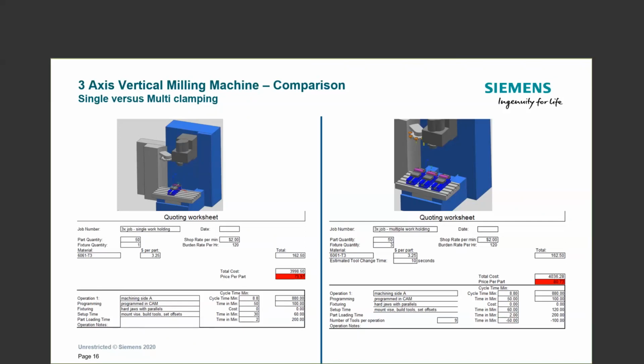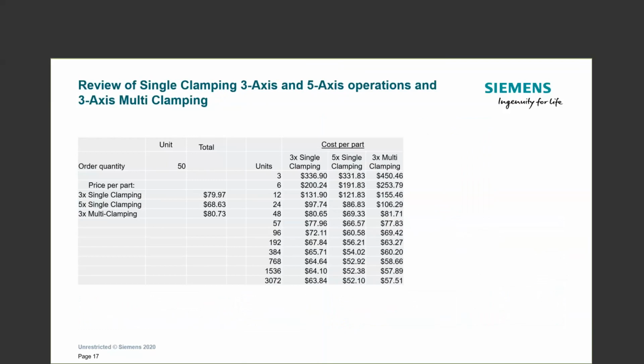So I think at this point we want to take a look at what Jeff's option is here, right? Should he go with a 3-axis single, a 3-axis multi, or should he take the leap and go with the 5-axis and get up to speed in 2020? So here's a really quick review of the single clamping 3-axis and 5-axis operations and the 3-axis multi-clamping.